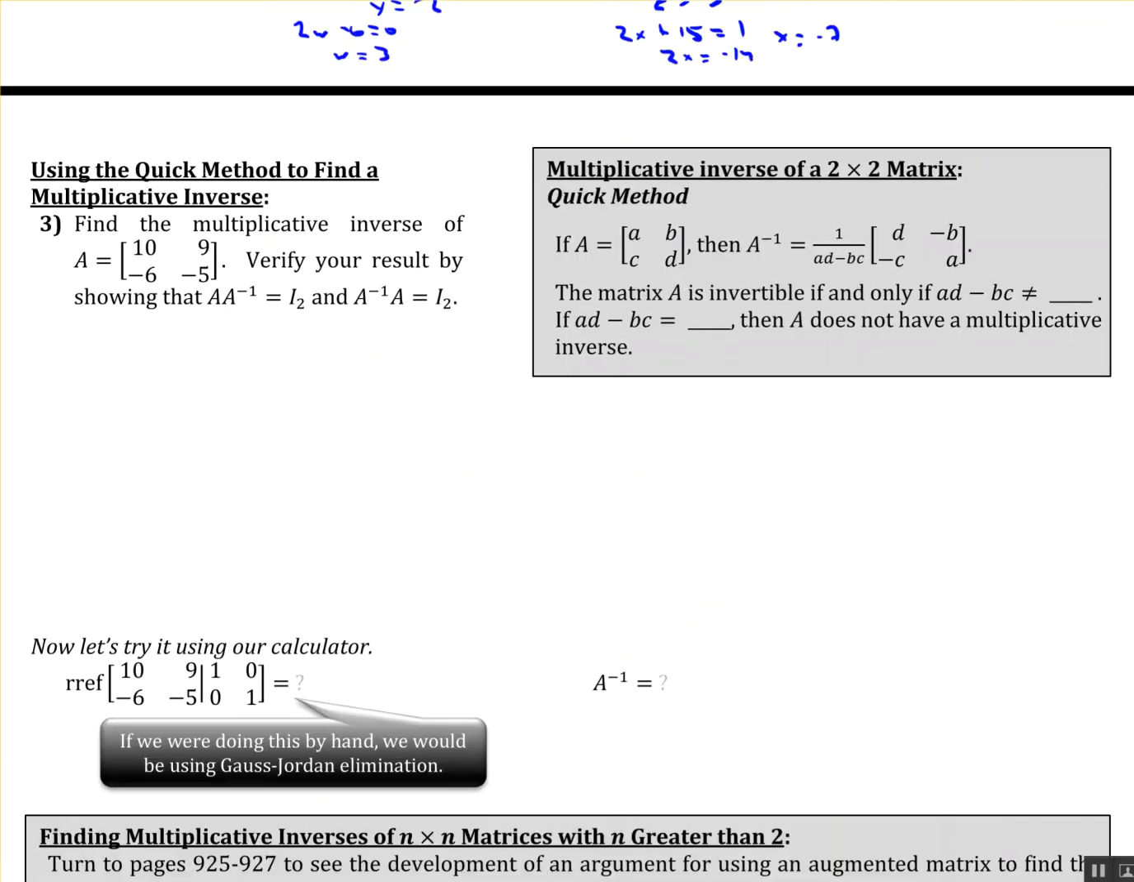Quick method. So this only works for a 2x2 matrix. If you're doing a 3x3 matrix or something like that, there's not really a real good quick way short of your calculator. But for a 2x2 matrix, the multiplicative inverse is pretty quick.